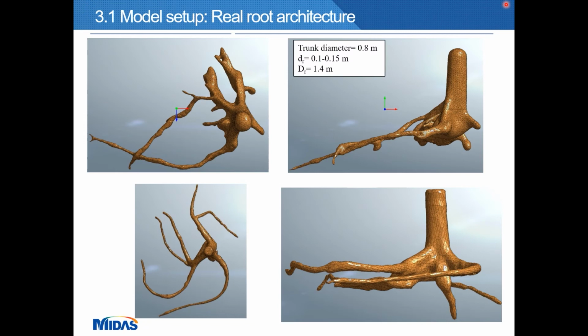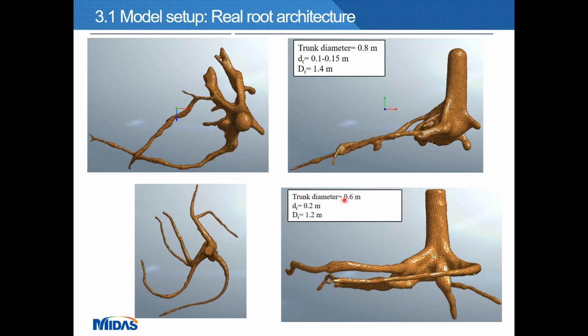So just to summarize, we have this Khaya senegalensis tree. The trunk diameter is around 80 cm. We have an average root diameter between 0.1 and 0.15 meters, and an average trunk diameter of 1.4 meters. For the Samanea saman, this is the case analysis.